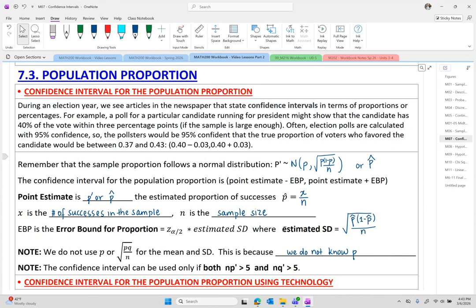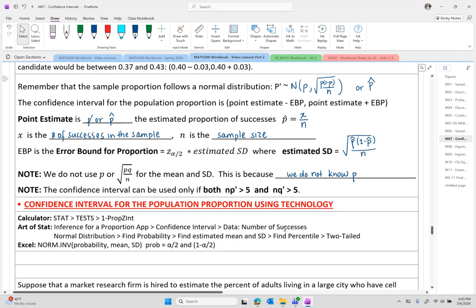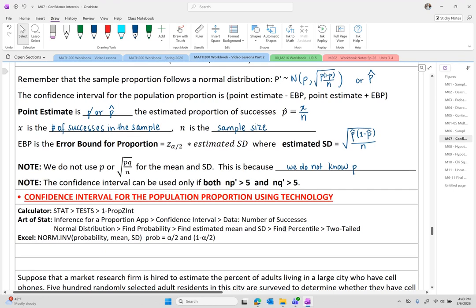So let's refresh our memory again about the algebra behind the population proportion. With a significant sample size, we can estimate the sample proportion variable, called p prime or p hat, to follow a normal distribution with a mean of the population proportion p and a standard deviation of the square root of p times q divided by n, q being the complement of the successful completion of the question.